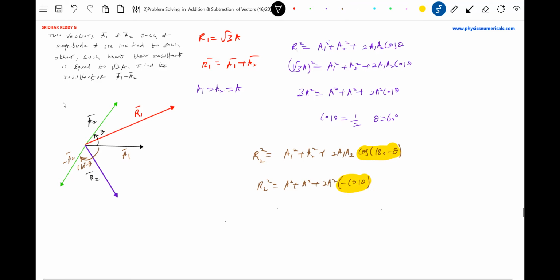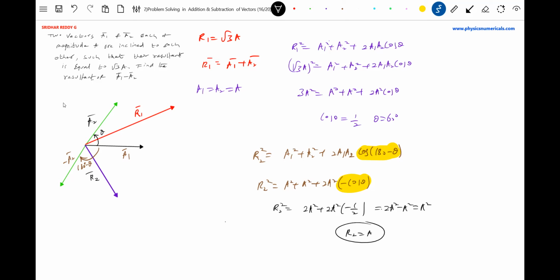Do we know cos theta value? 60 degrees. I'll substitute that one. So this will become further 2a square minus 1 by 2. 2a square minus a square is equal to a square. So what is R2? Equal to a.